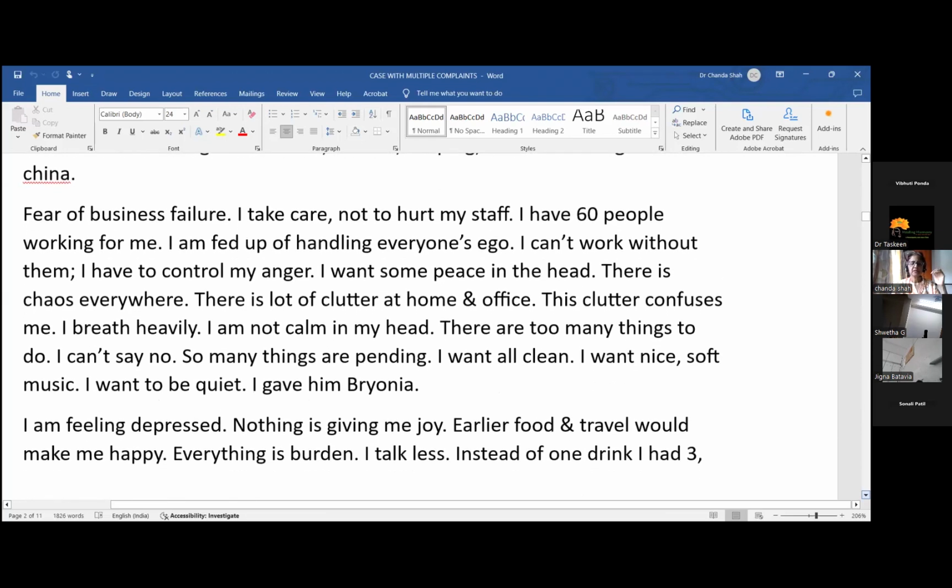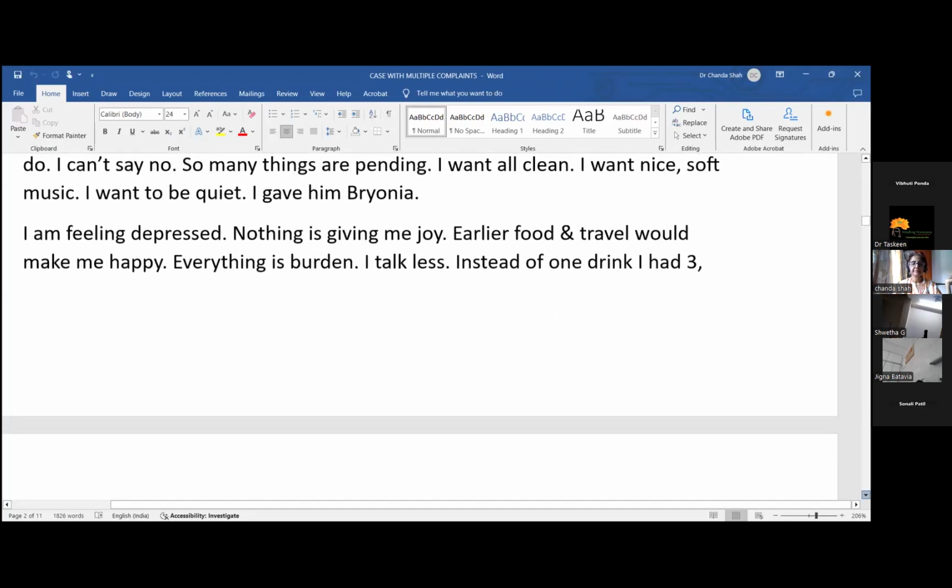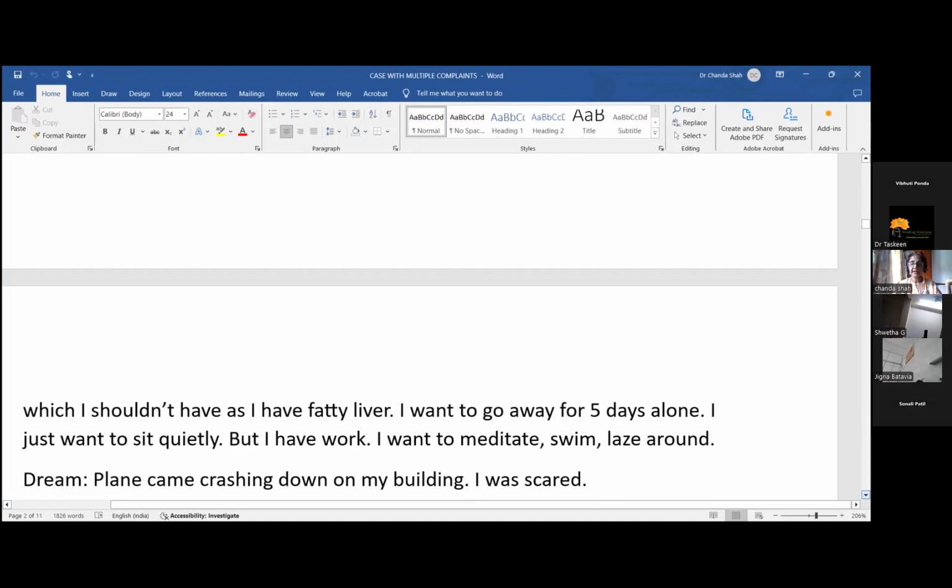Then, saying I'm feeling depressed, "Nothing is giving me joy. Earlier, food and travel would make me happy. Everything is a burden. I talk less. Instead of one drink, I had three," which he shouldn't, because he has fatty liver. So he drinks because he wants to feel relaxed. And again, he's saying, "I want to go away for 5 days alone. I just want to sit quietly, but I have work. I want to meditate, swim, laze around, but there's no time."